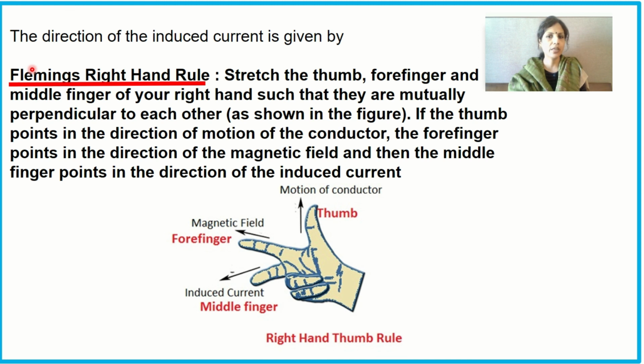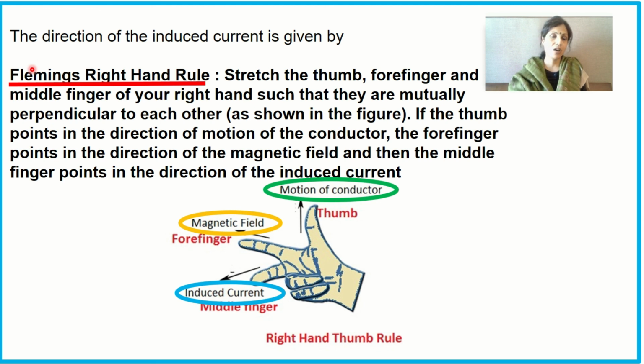Look at the figure given there. If the thumb points in the direction of motion of the conductor, the forefinger in the direction of magnetic field, then the middle finger will always give you the direction of induced current. So this is how you can find out in which direction the current is induced into the conductor.